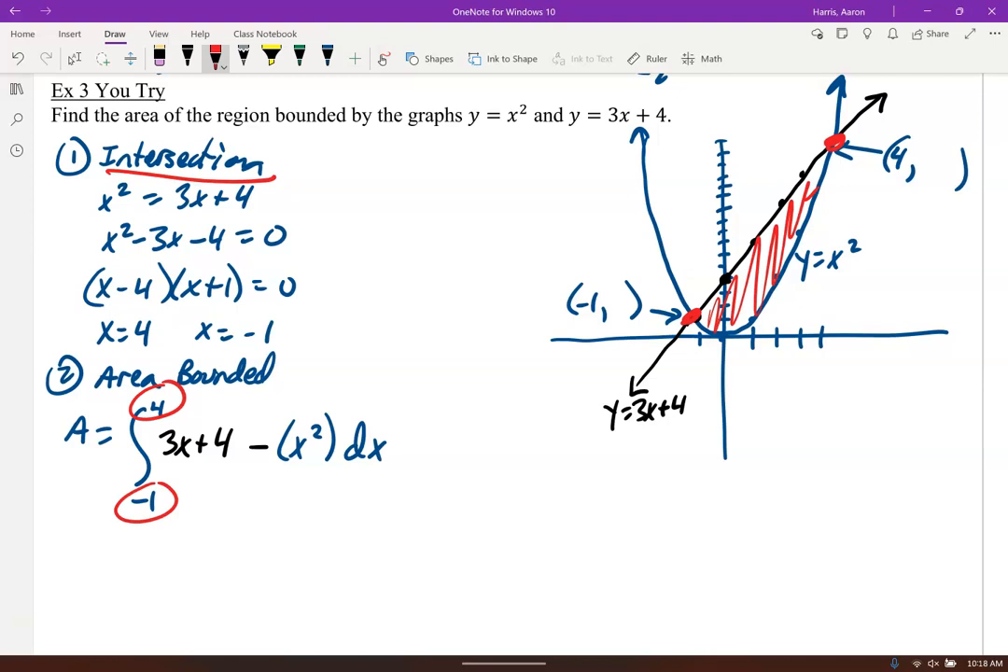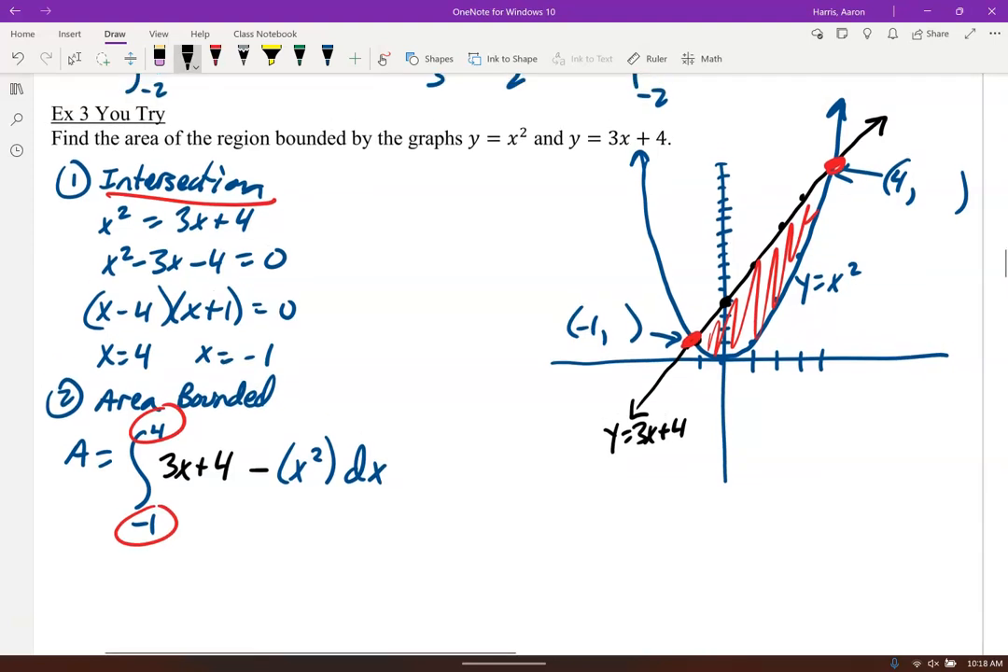And then I'm going to go top minus bottom. Remember, we're making a rectangle. We're adding up all these rectangles, right? And the rectangle is the top graph, right? Top minus bottom. f of x minus g of x. In this case, this is your top, and this is your bottom. To make sure that your height is positive, I've got to have top minus bottom, right? If I mix that up, it'll give me negative.